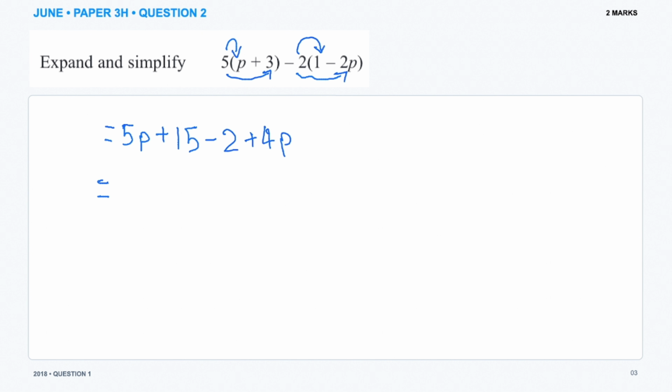Now let's collect the like terms. We're going to get 5p plus 4p plus 15 minus 2. That means we're going to be left with 9p plus 13. And that's the final answer.